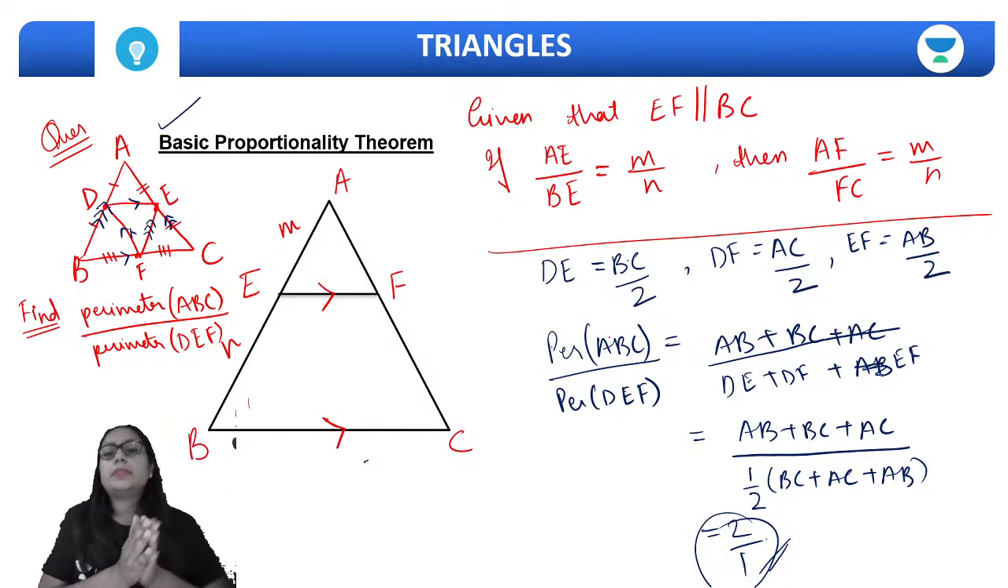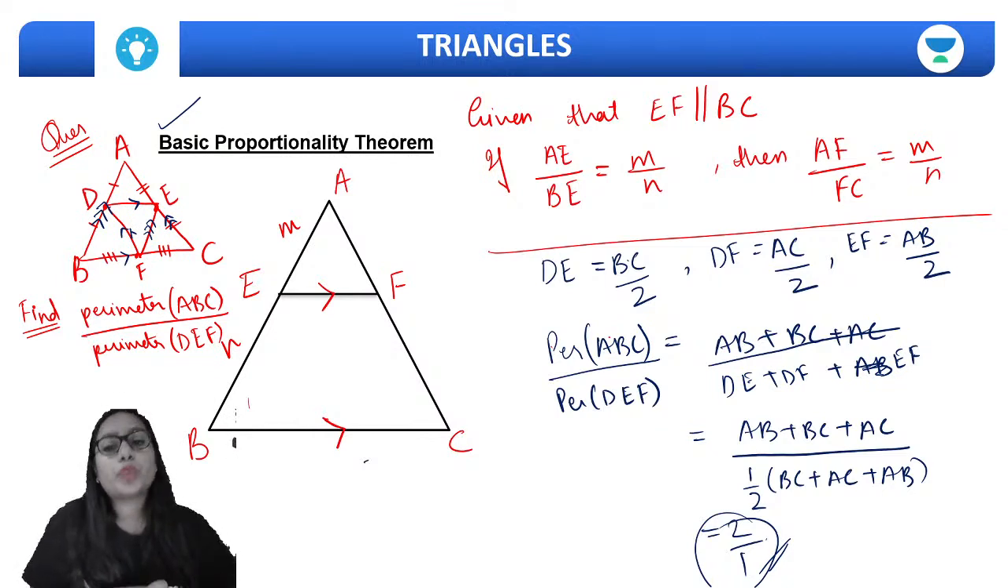I hope the basic proportionality theorem and midpoint theorem are clear to everyone here. Please give me a thumbs up if this question is clear to you.